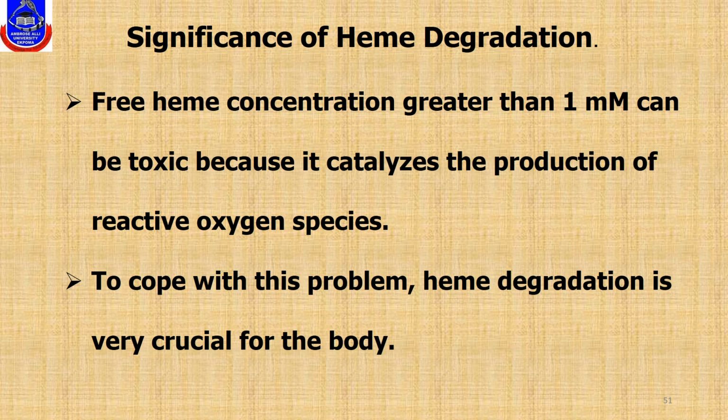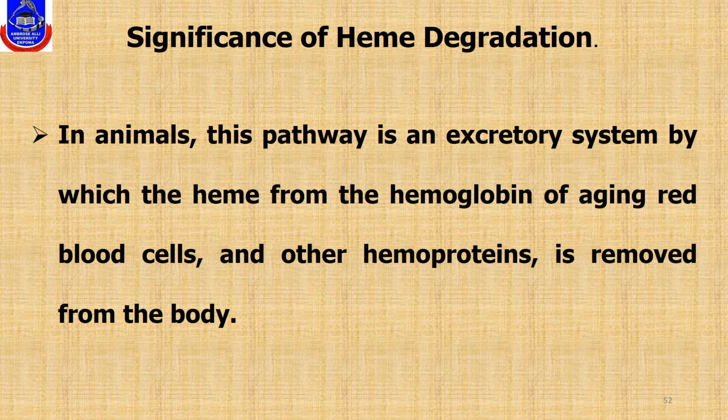Now let's look at the significance of heme degradation. Free heme concentration greater than 1 millimolar can be toxic because it catalyzes the production of reactive oxygen species. To cope with this problem, heme degradation is very crucial for the body. In animals, this pathway is an excretory system by which the heme from the hemoglobin of aging red blood cells and other hemoproteins are removed from the body.